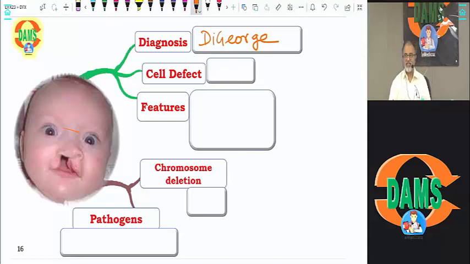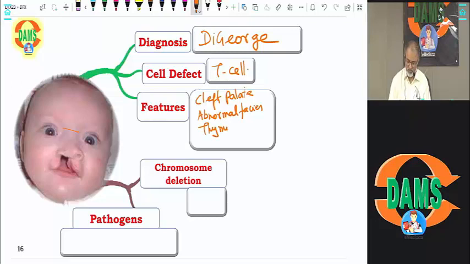Which cell defect? DiGeorge syndrome is a T cell defect. Excellent. What are the features of DiGeorge syndrome? There's a famous mnemonic: CATCH 22. Cleft palate. Abnormal faces. Thymic hypoplasia or thymic aplasia.